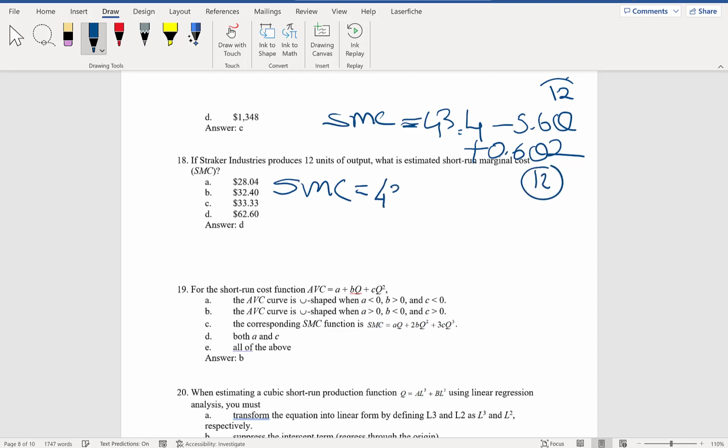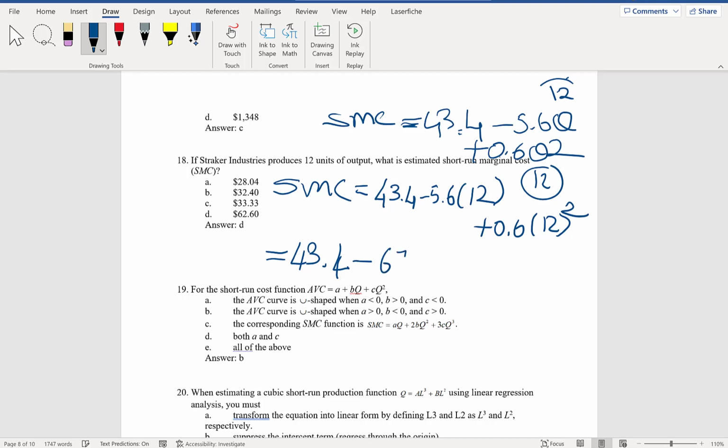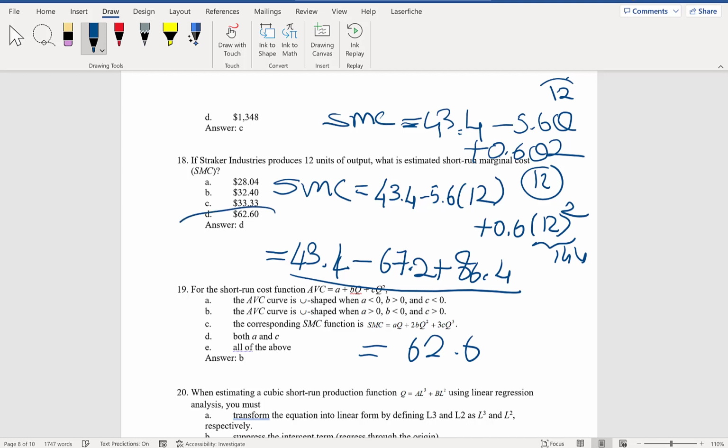Okay. 43.4 minus 5.6 times 12 plus 0.6 times 12 raised to the power 2. Okay. 43.4 minus, what is this? If you calculate, 67.2 plus, this is 144. This is going to be 86.4. You add these up, you're going to get 62.6. Correct answer is D. And this concludes this video. And in the next video, I'm going to go over questions 19, 20, 21, and 22.